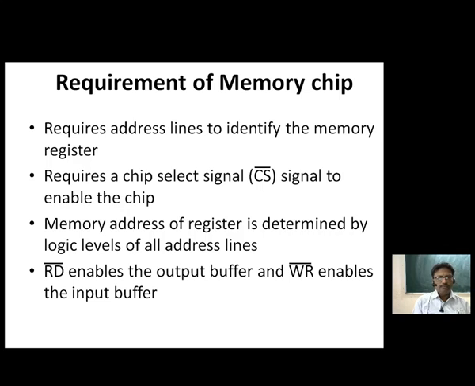Now with this explanation we are able to know, and I am going to summarize, what the requirements of the memory chip are. Now the memory chip requires address lines to identify the individual register. It also requires a chip select signal to enable the chip. The memory address of any register present in the different chips is determined by the logic level of all the address lines, because some of the address lines will be used to identify the memory register, and few of the address lines will be used to select the chip. The chip select signal will work as a chip select signal.